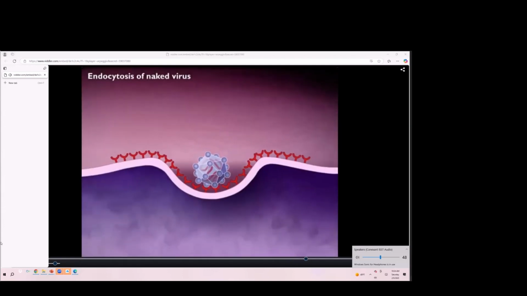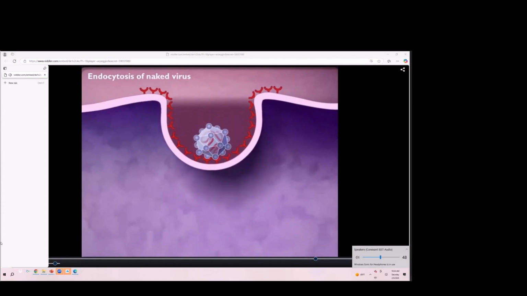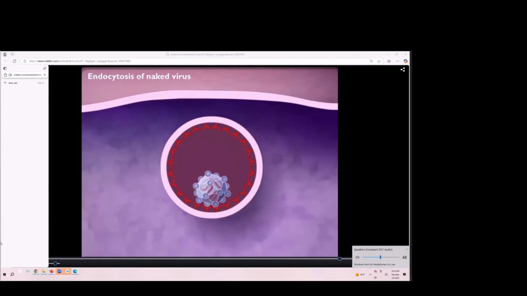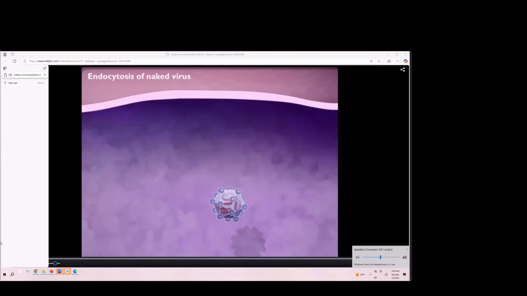A naked virus that does not have an envelope also enters by endocytosis. There is no envelope present to fuse with the plasma membrane. After being engulfed, the virus is released from the endocytic vesicle. The nucleic acid then separates from the capsid.